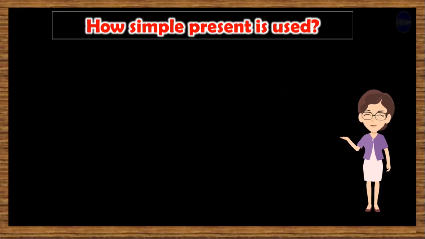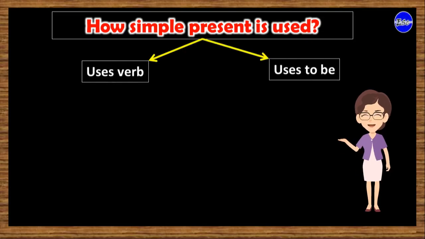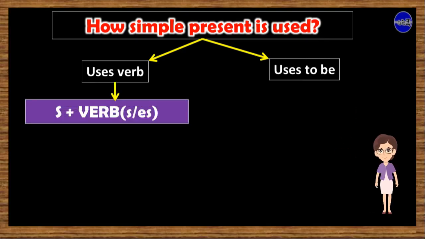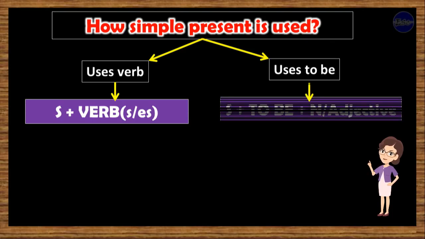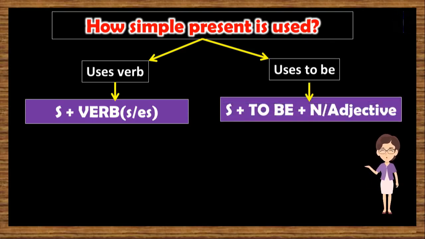Well, the next question is, how is the simple present tense used? In general, the simple present tense formula is divided into 2: 1. Uses a verb, and 2. Uses to be. When it uses a verb, the formula is subject plus verb. While when it uses to be, the formula is subject plus to be plus noun or adjective. All right, let's clarify them one by one.